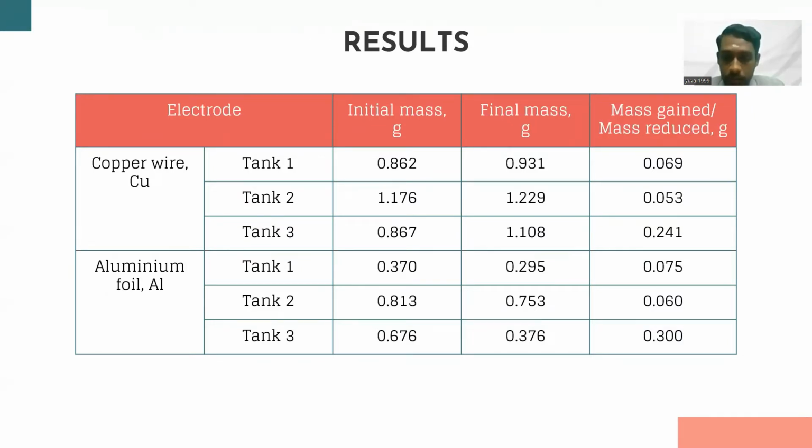For tank 2, 0.053 gram, and lastly for tank 3 was 0.241 gram. So for aluminium foil, we observe that there is a mass reduced in the aluminium foil for tank 1 by 0.075, for tank 2 by 0.06 gram, and also for tank 3 0.3 gram. So these are the masses that we obtained before and after the experiment for the clock to run.